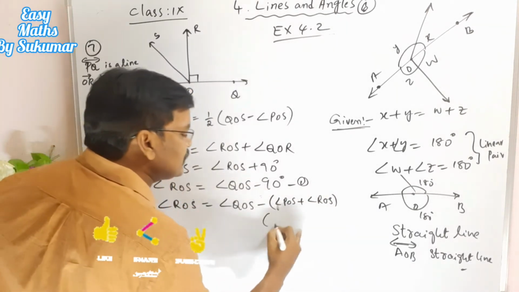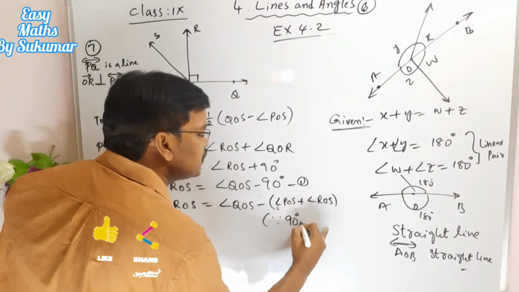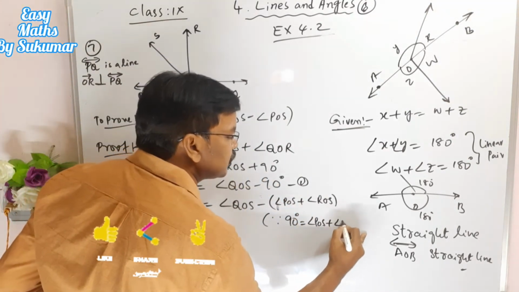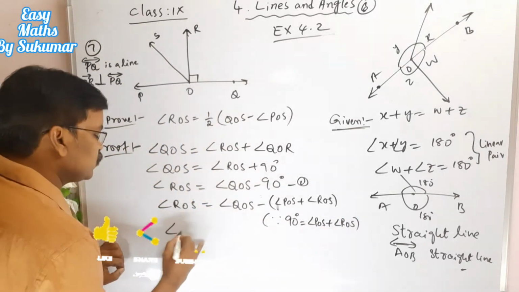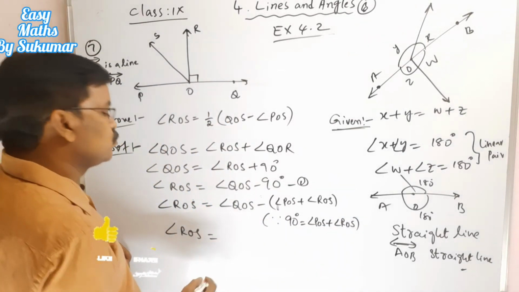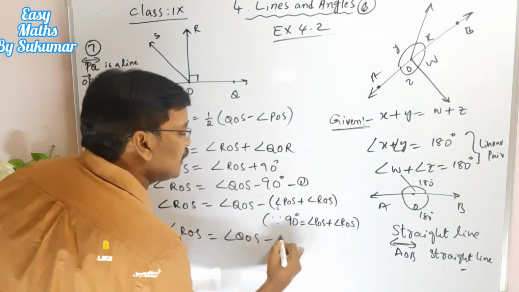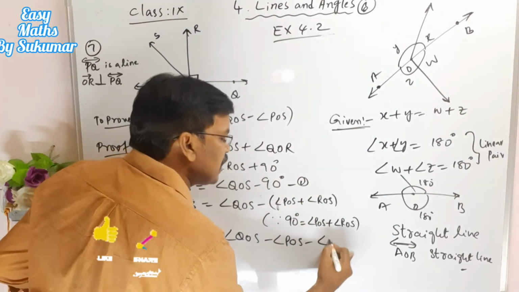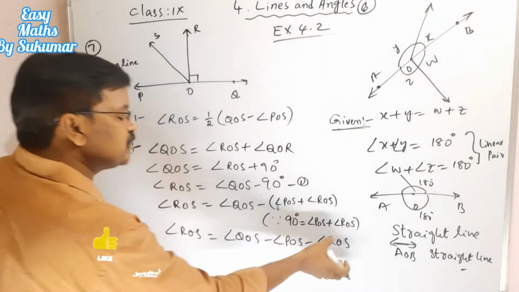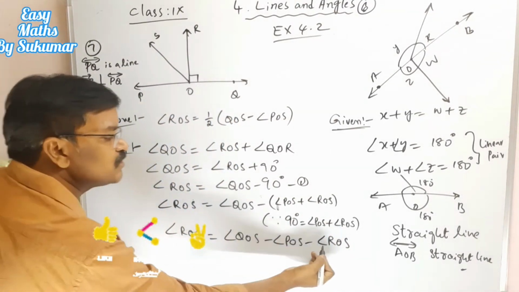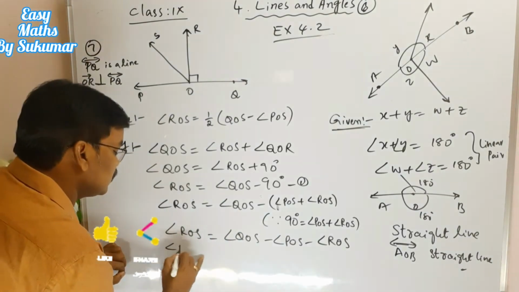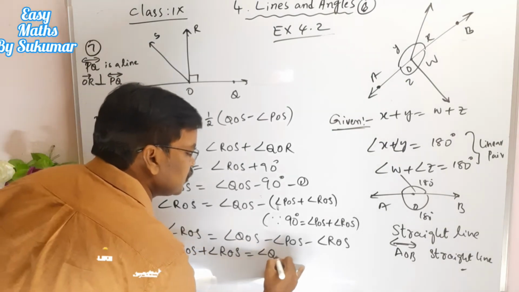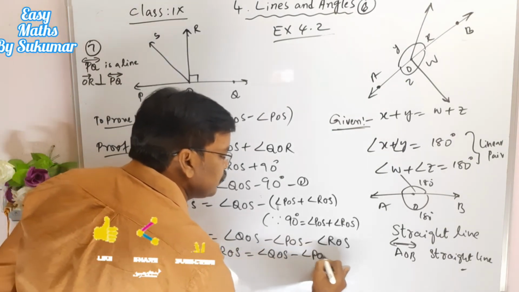Okay, why? Since 90 degrees is equal to angle POS plus angle ROS. So angle ROS is equal to angle QOS minus angle POS. Just multiply with minus here. Minus into plus minus angle ROS. So just transpose this ROS to this side. Minus ROS, when it comes to this side, becomes plus ROS. That is angle ROS plus angle ROS is equal to angle QOS minus angle POS.